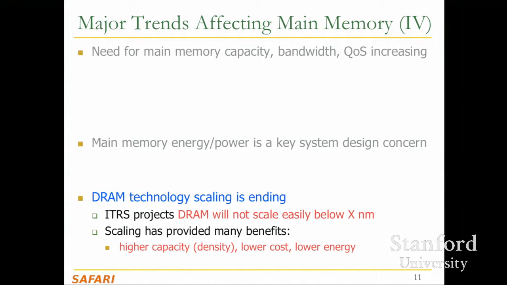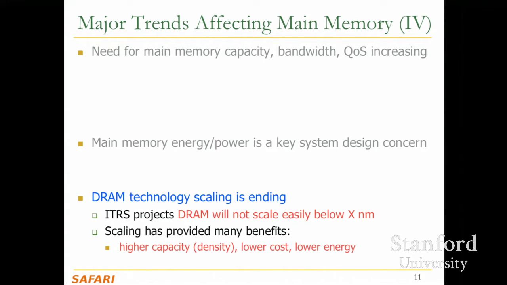DRAM technology scaling is ending. And if ending is a strong word, you can choose the other word, which is becoming really difficult to deal with. But ITRS, the International Technology Roadmap for Semiconductors, has been projecting for a while that DRAM will not easily scale below X nanometers. Does anybody have a value to assign to X? 3. Wow, that's very optimistic. Maybe, we'll see. It may become 3, but definitely driving that X down will be increasingly more difficult for us.